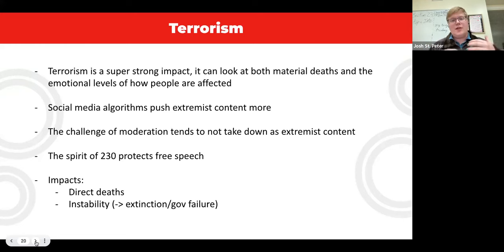There's very few arguments like this, such a strong link argument that you gain from this. And additionally, Section 230, because of its rhetoric and the spirit it has around free speech. So if you look at Section 230, there are a few different parts to it.